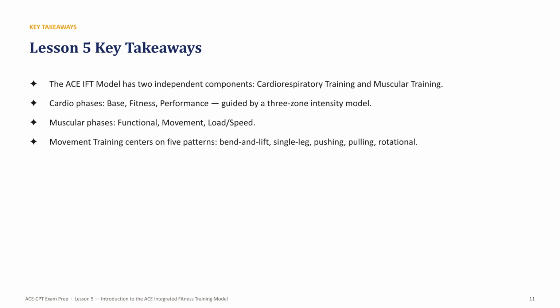Let's recap everything from this lesson. The ACE IFT model has 2 independent components, cardiorespiratory training and muscular training. The cardio phases are base, fitness, and performance, guided by a 3-zone intensity model. The muscular phases are functional, movement, and load and speed. And movement training centers on 5 patterns: bend and lift, single leg, pushing, pulling, and rotational. If you can explain those 4 points in your own words, you've got the core of this lesson locked in.